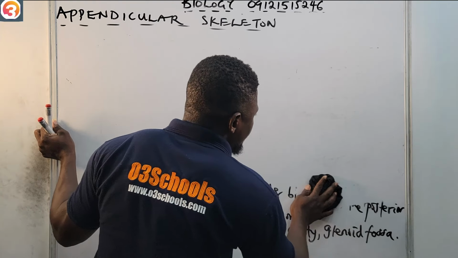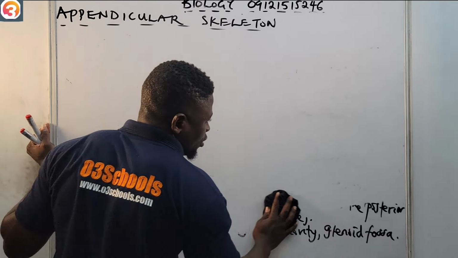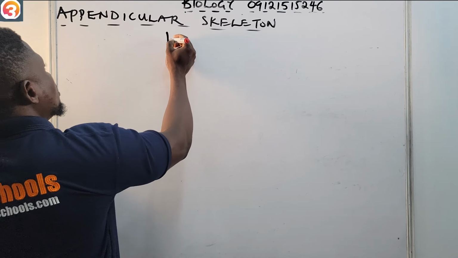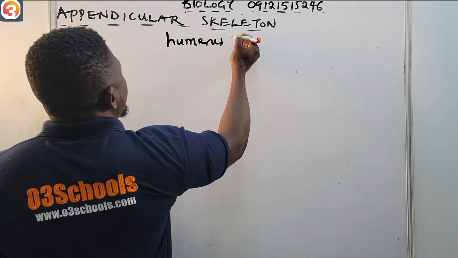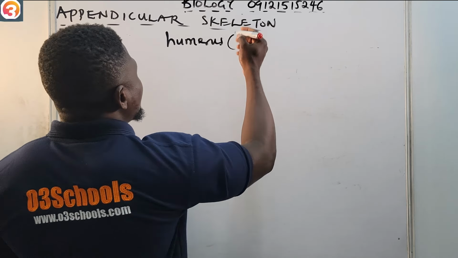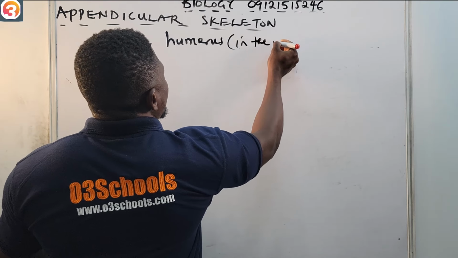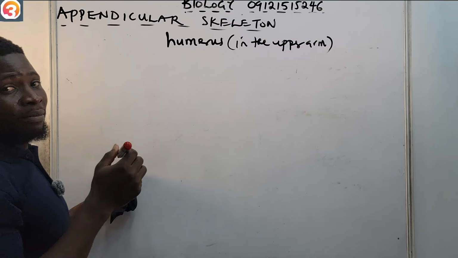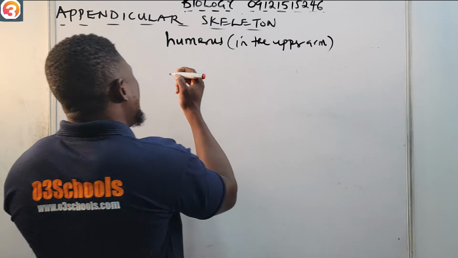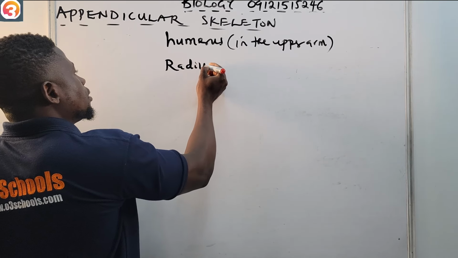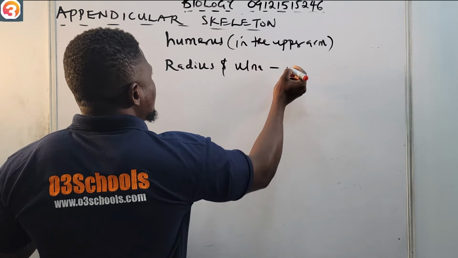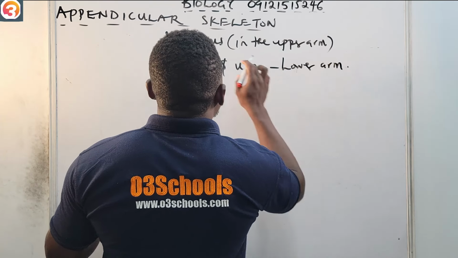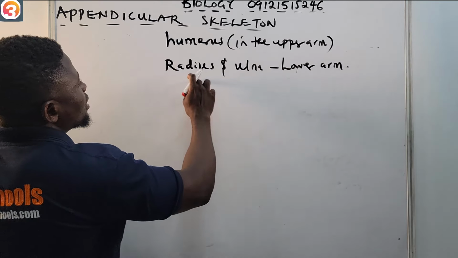Bones of the forelimb or the upper limb consist of the humerus, in the upper arm. Then we have the radius and the ulna, which are in the lower arm. So we have the humerus in the upper arm, and the radius and ulna in the lower arm.